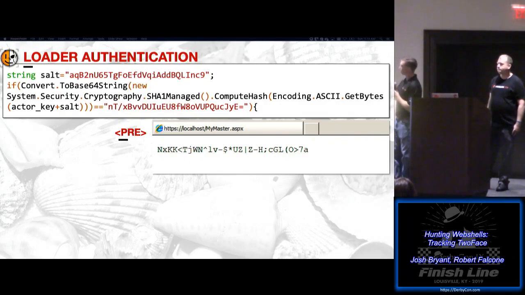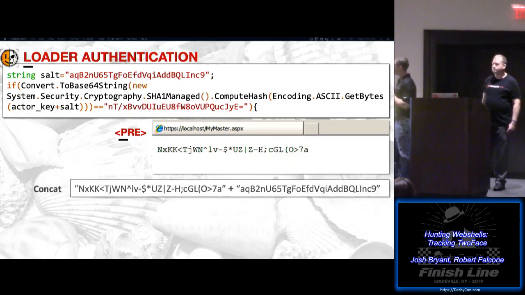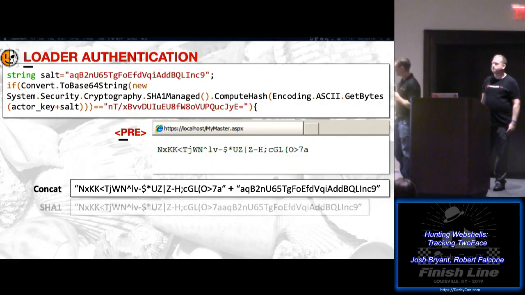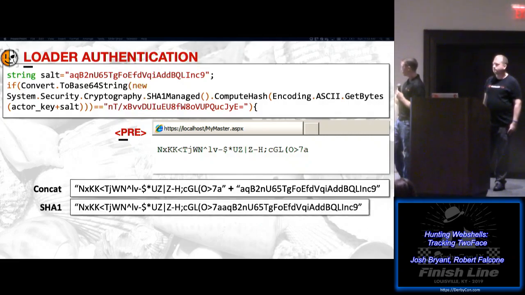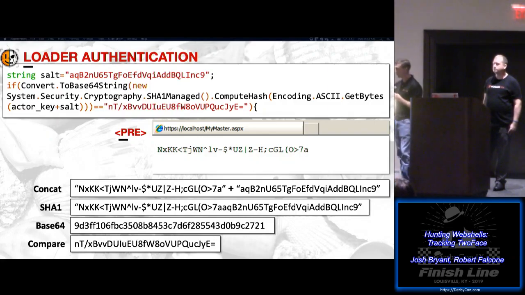So I'll walk you through really quick how this worked and how we confirmed that was the key. Here we concatenate the salt and the key that's in that pre-tag. We take the SHA-1 of that string. We base64 that SHA-1, then we compare the output of that to the hard-coded base64 string in that top box there. And if you actually look, they're exactly the same. So now we know that we've got the key to be able to decrypt this embedded payload that's been stumping us for a long time.